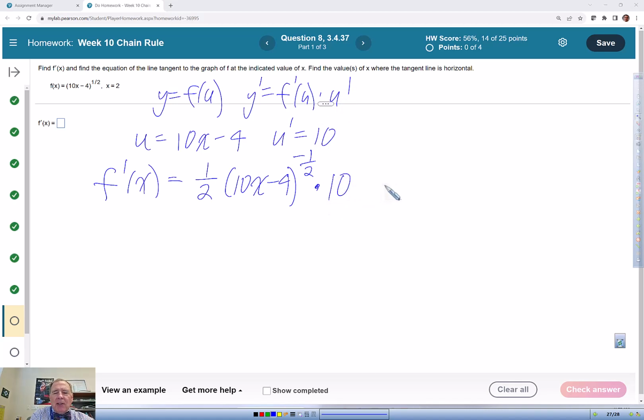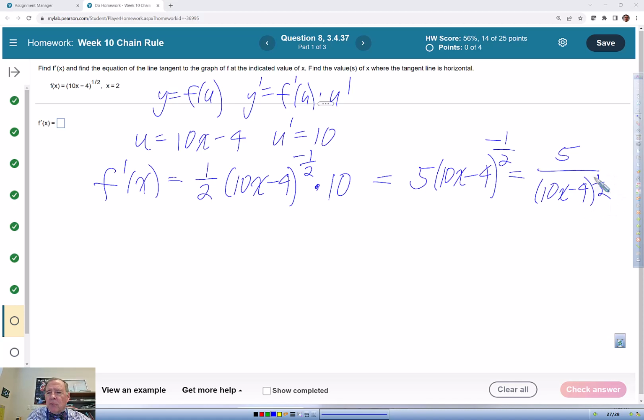So that's times 10, and then I'm going to rewrite that as a fraction because it's easier to evaluate that way when I need to get the derivative at x equals 2. So 10 divided by 2 is 5. 5 times (10x minus 4) to the negative 1/2. And then I'm going to rewrite it as 5 over (10x minus 4) to the positive 1/2.